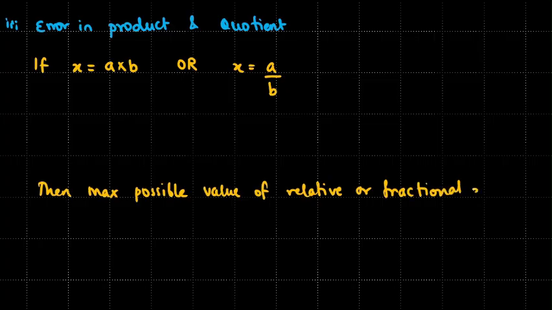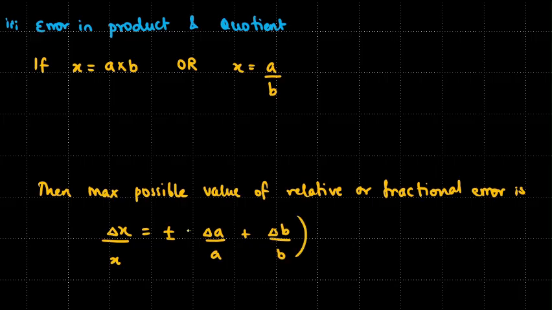fractional error will be. So you might have a question, why are we not looking at absolute maximum error? It's because it's much easier for us to look at the relative or fractional error. So it's a much easier formula to digest. That's why we are looking at the relative or fractional error, which is the error in x divided by the value of x will be plus or minus delta a by a plus delta b by b. So this will be the formula.